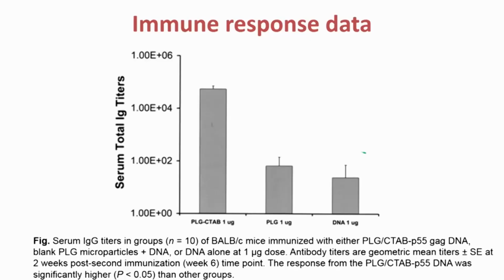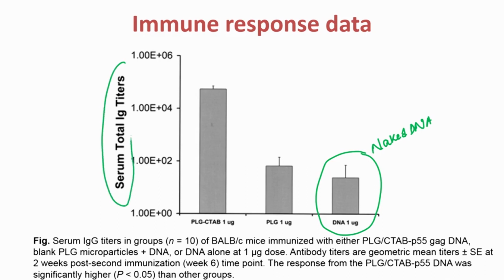And then here is the immune response data. Again, this is what we were trying to see, whether this enhances the immune response. If you give just the DNA by itself, so this is again naked DNA, you see some amount of antibodies being produced against your antigen that is being coded by this DNA. If you give just the PLGA particle without the cationic surfactant, so this is PLGA plus DNA, you see a little bit of enhancement, but not really even close to what you want. Remember, this is log scale.